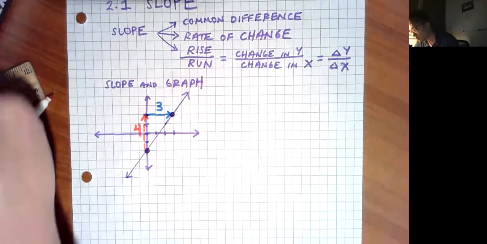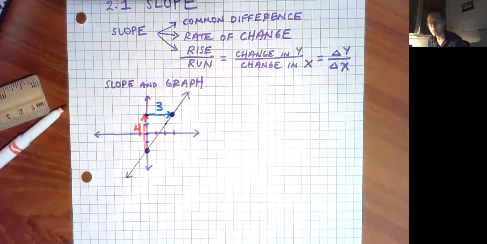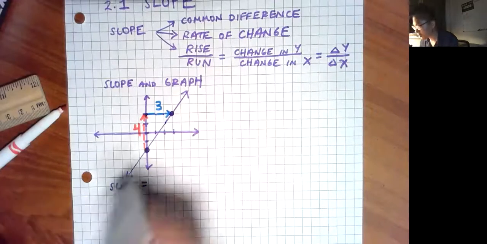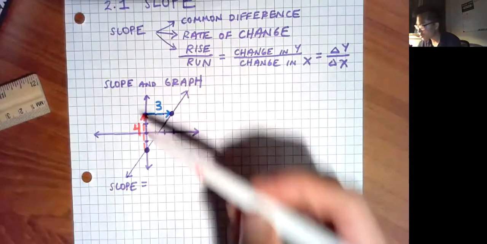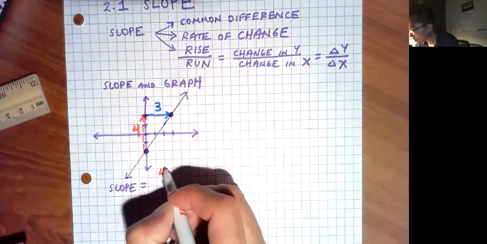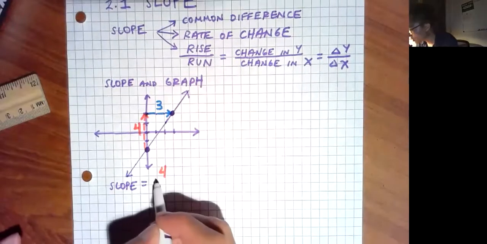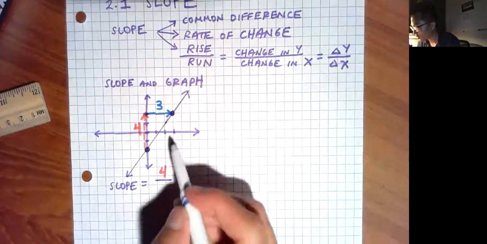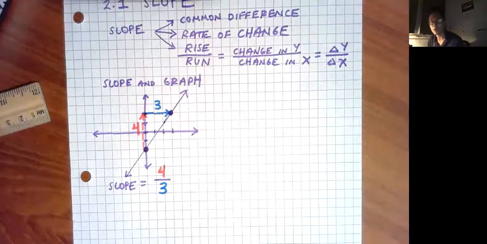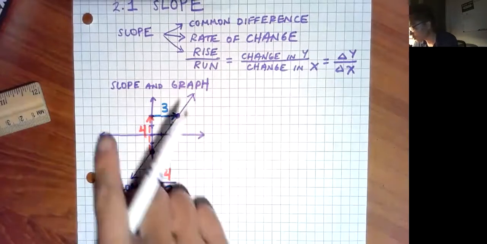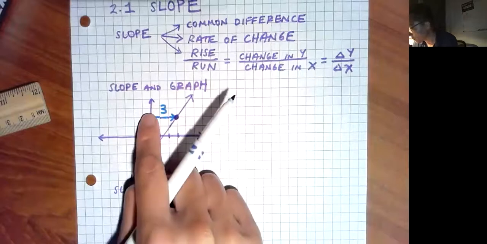So here, between these 2 points, my slope is equal to the amount that I changed going up and down. So that was 4 units over the amount that I changed going from left to right. That was 1, 2, 3 units to the right. So my slope is 4 over 3. And I always want to look from left to right. So if I'm going from left to right, that's how I can tell that I'm going up and not down.